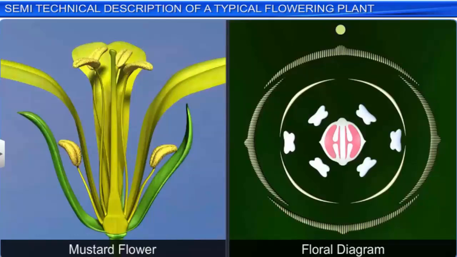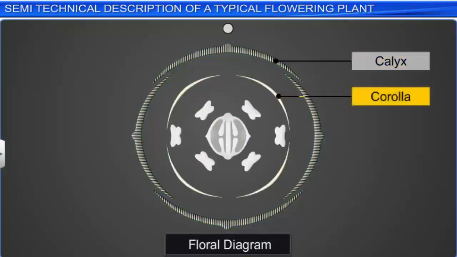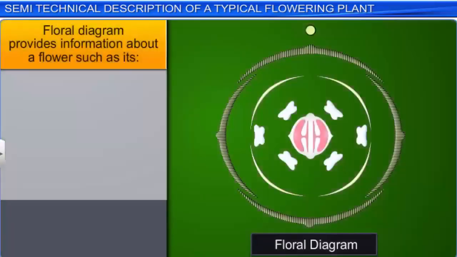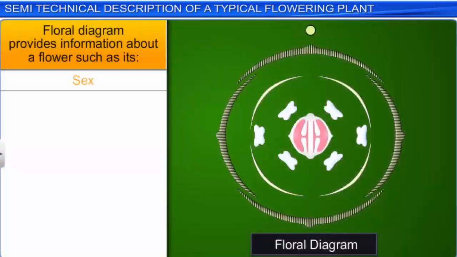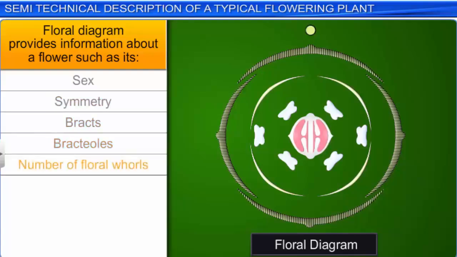The outermost whorl in the floral diagram is the calyx, followed by the corolla, androecium, and gynoecium. The floral diagram presents information about a flower such as its sex, symmetry, bracts, bracteoles, the number of floral whorls, the calyx, corolla, androecium, and gynoecium.